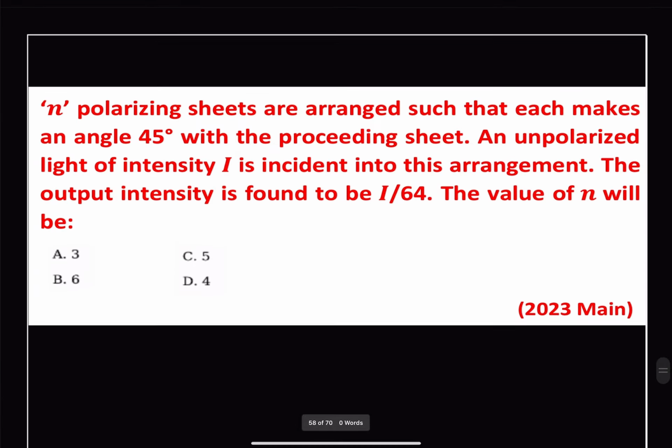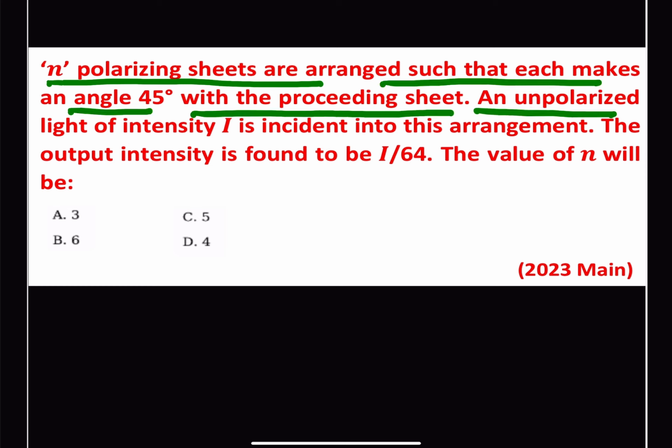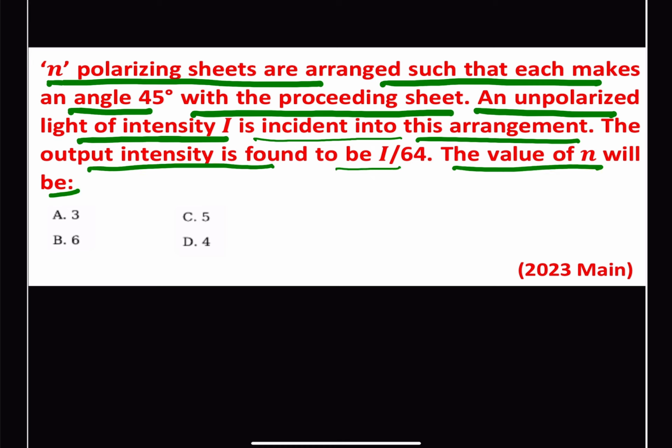Next question, and it states that n polarizing sheets are arranged such that each makes angle 45 with preceding sheet. An unpolarized light of intensity I is incident into this arrangement. The output intensity is found to be 1 upon 64. The value of n will be. So here we are given that initial intensity is I, final intensity is I by 64, and the angle is 45 between the successive, and there are n number of sheets.